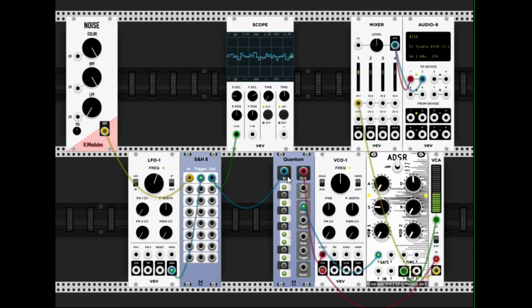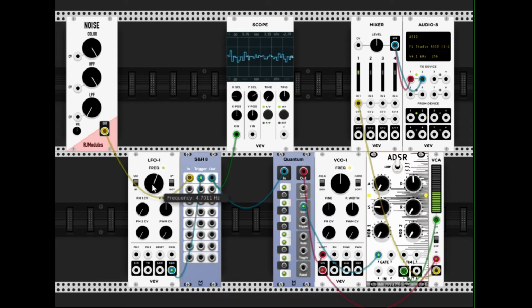And from the quantizer it goes to the VCO, from the VCO to the VCA, which is modulated by the ADSR, and from there to the mixer, which I would not have to use here, and from there to the audio out. All right, and the ADSR's gate is, of course, taken from the gate output of the quantizer. So the only thing I can do is change the frequency of the LFO, the trigger frequency.